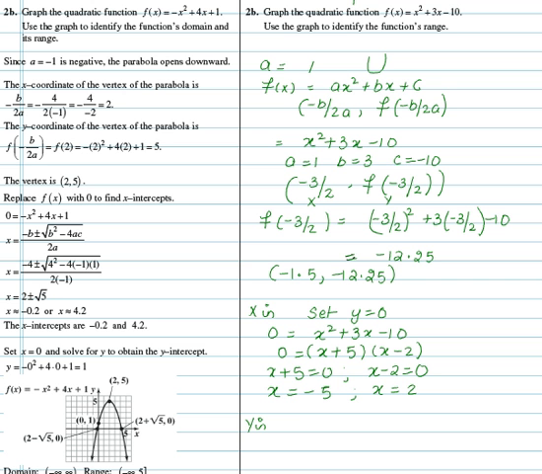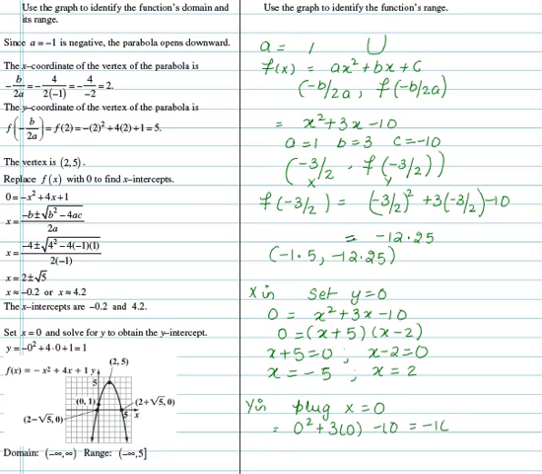My y-intercept, I plug in x as 0. So I have 0² + 3 times 0 - 10. That would be negative 10.